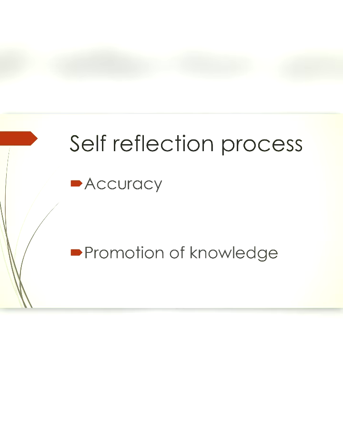When we talk about the self-reflection process, we can take into account two different aspects. The first is accuracy. We can ask ourselves if the way in which we are teaching is the most accurate or not, and if there is a better way to teach a specific subject. The second aspect is the promotion of knowledge, and we can ask ourselves if we can promote a better way of learning.